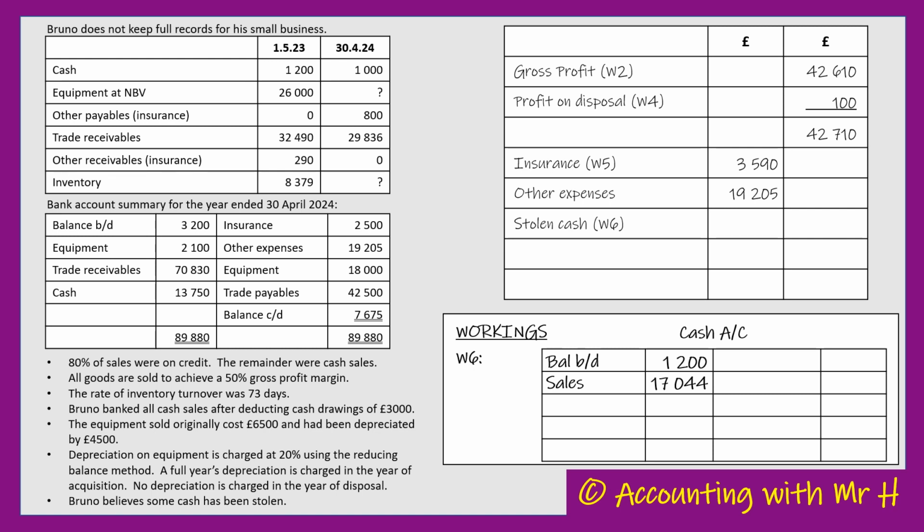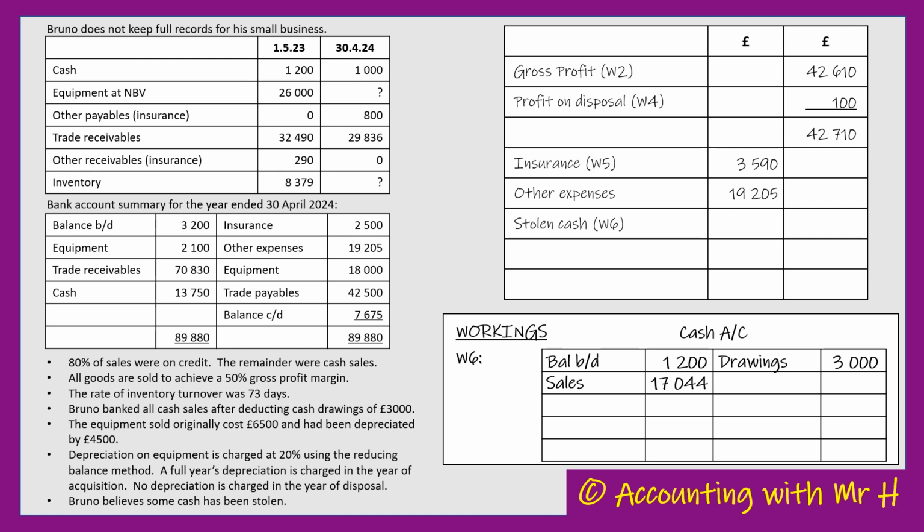Next thing, I've got any other things about cash. Oh yeah, the fourth bullet point. Bruno banked all of the cash sales after deducting cash drawings of 3,000. So there's been cash drawings of 3,000, so that would have reduced his cash. So I'm going to credit that. There we go. And it says he banked all of the cash sales after deducting the cash drawings.